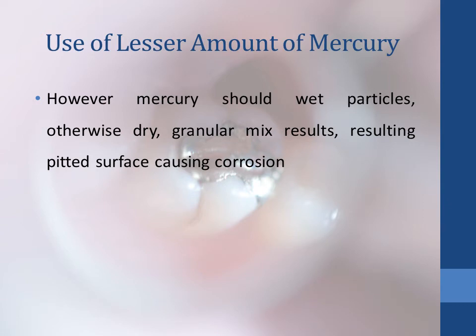However, on the other hand, if we use less mercury, the resulting mixture will be granular and dry, resulting in a pitted surface, because the mercury is necessary to wet the alloy particles.